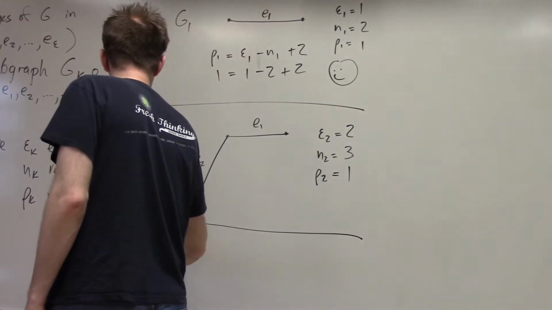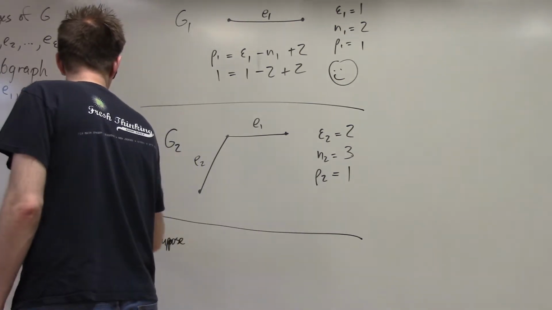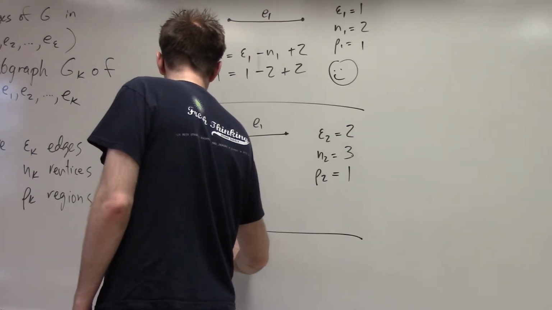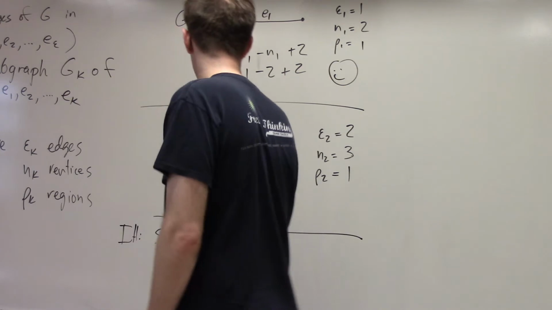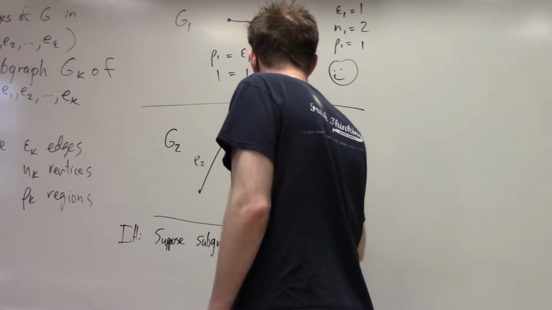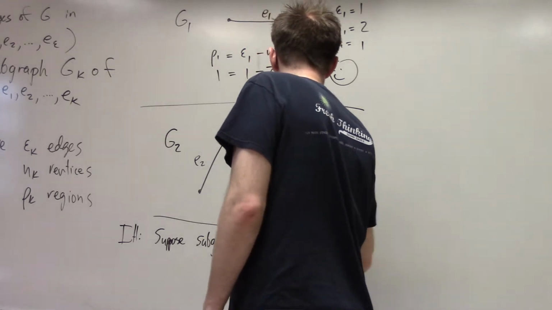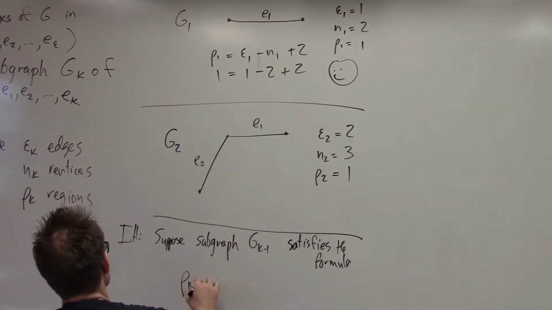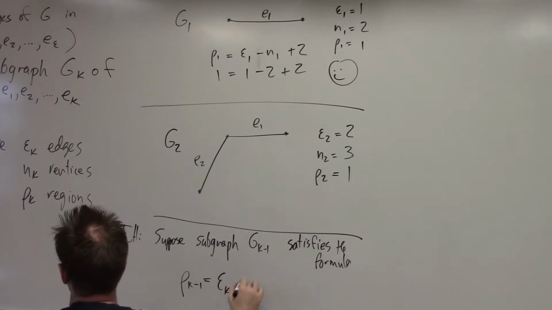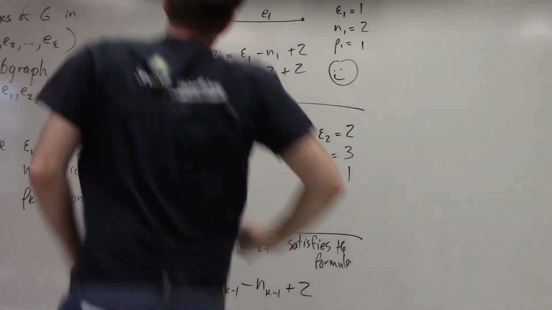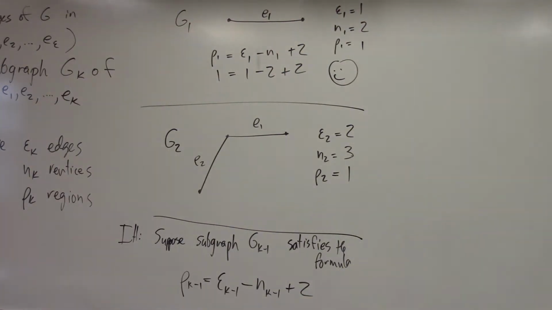Now suppose, this is my inductive hypothesis, that subgraph G sub k minus 1 satisfies the formula. In other words, suppose that rho sub k minus 1 equals epsilon sub k minus 1 minus n sub k minus 1 plus 2. Are we good? Any clarifying questions?